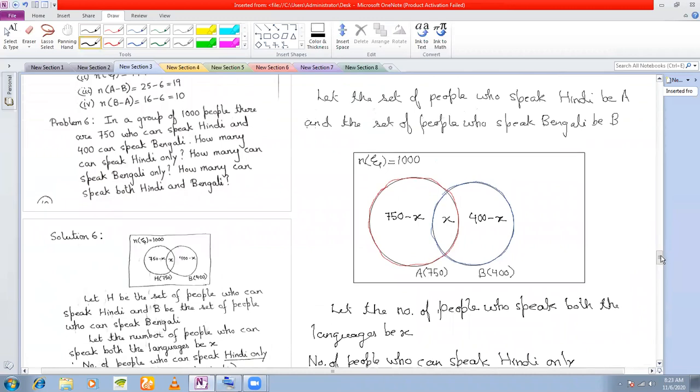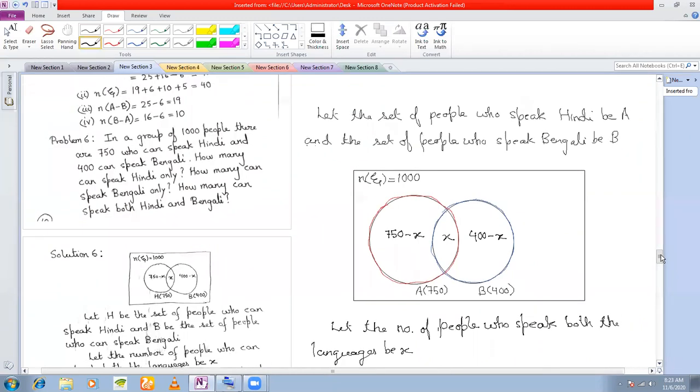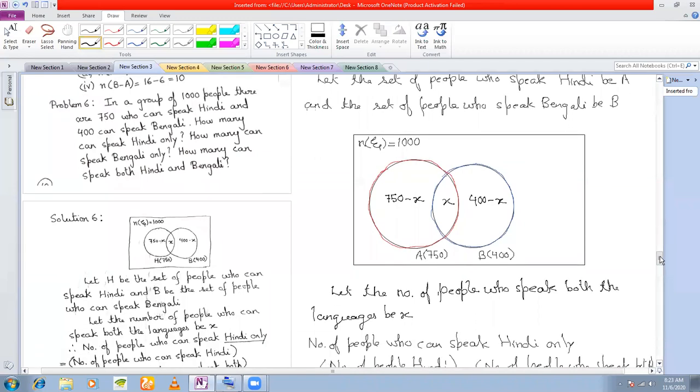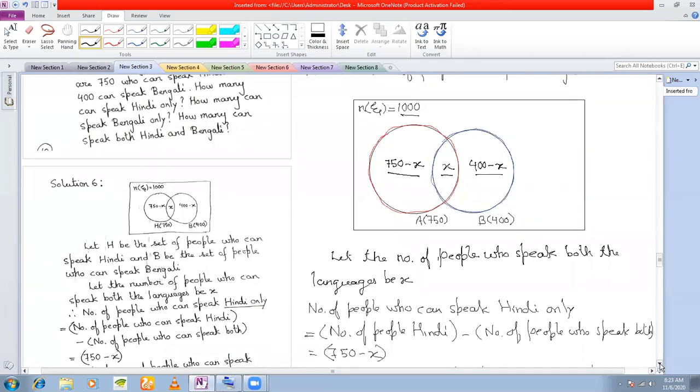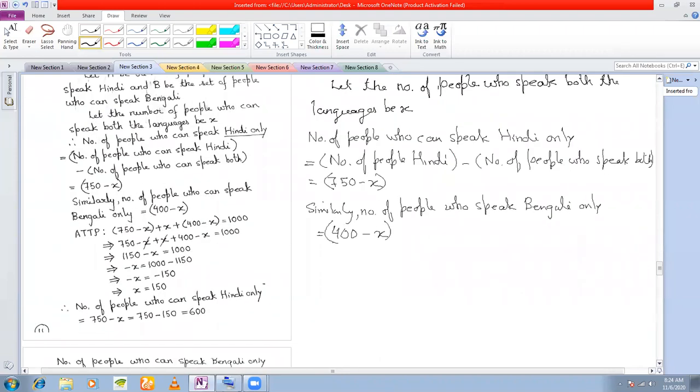What the questions are? First question is, how many people can speak Hindi only? But for that, I will have to find out X. So now what you see here is number of people who speak Hindi only is this. Number of people who speak both, and number of people who speak Bengali only is this. So all of them must add up to 1000 because this is the total number of people, right? Yes, sir. So therefore, according to the problem, (750 minus X) plus X plus 400 minus X must be equal to 1000.